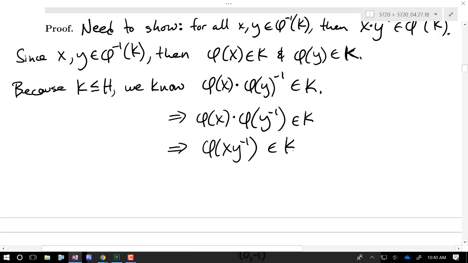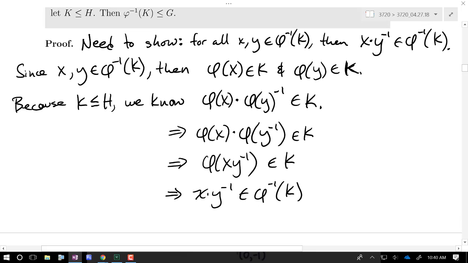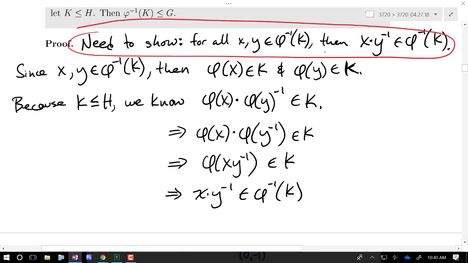And if phi of x times y inverse is in K, then that is exactly what it means to say that x times y inverse is in the preimage of K. And that's what we needed to show. That's what we set up here; this was our goal. And we did it. So we know that the preimage of K is a subgroup of G.